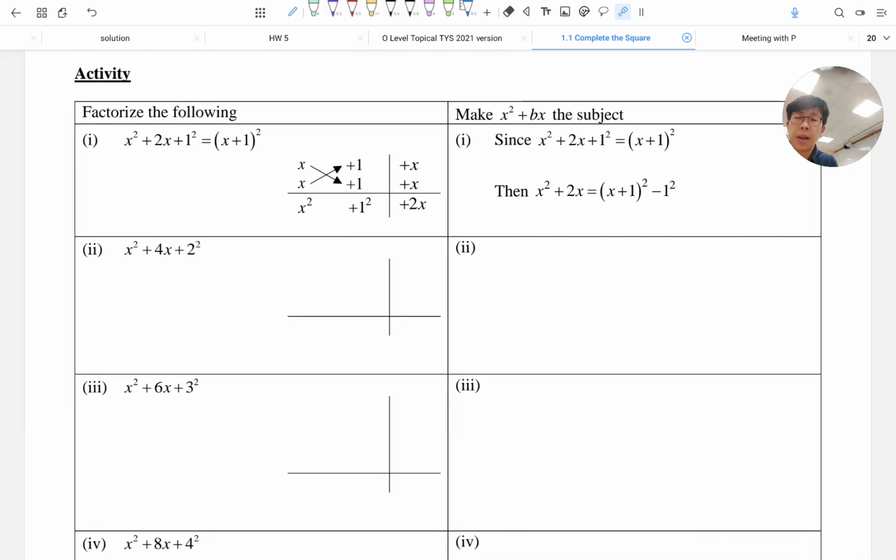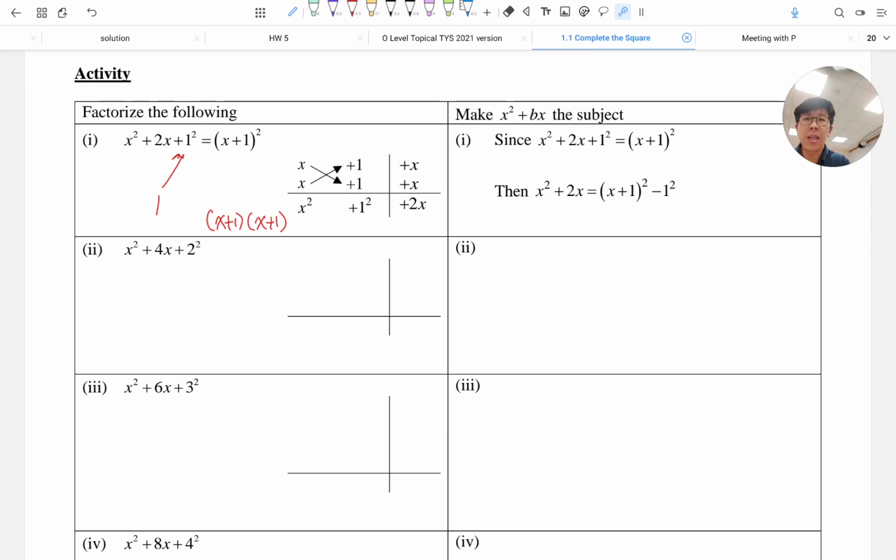Activity 1, x squared plus 2x plus 1 square. By the way, 1 square is just 1. If I were to factorize this using our Sec 2 knowledge, you will get that the factorized form contains x plus 1 times x plus 1, like this. But we also know that x plus 1 times x plus 1 actually can be written as a square. Correct?